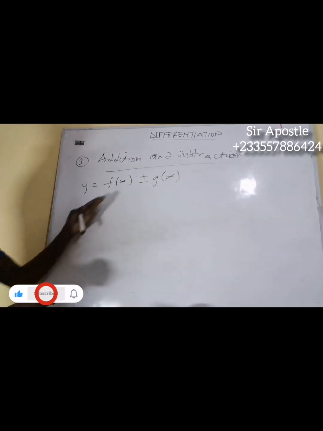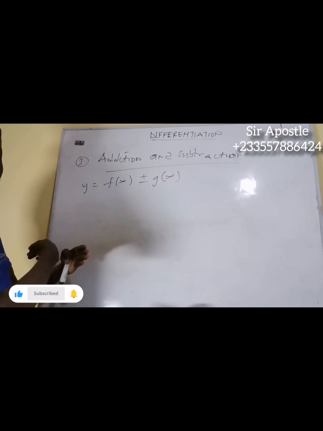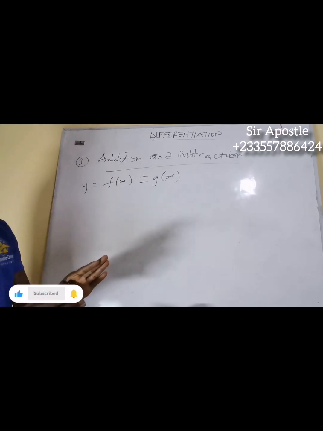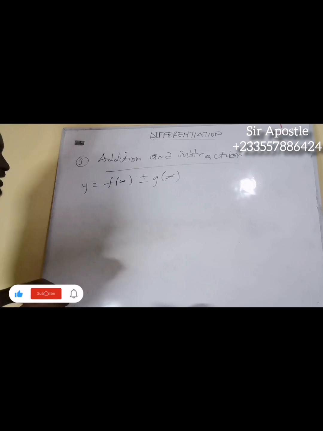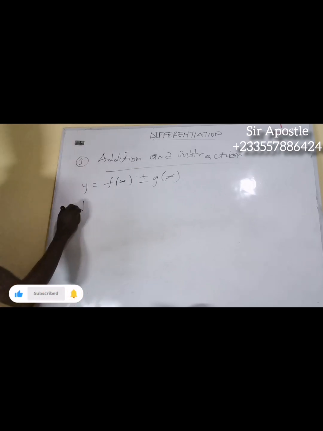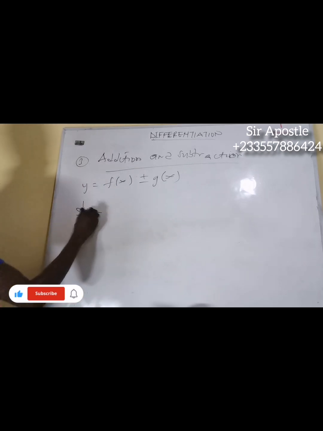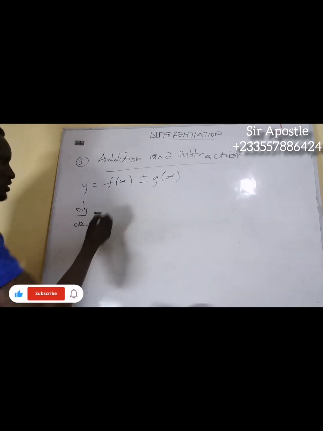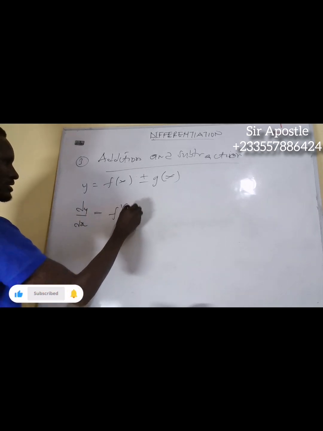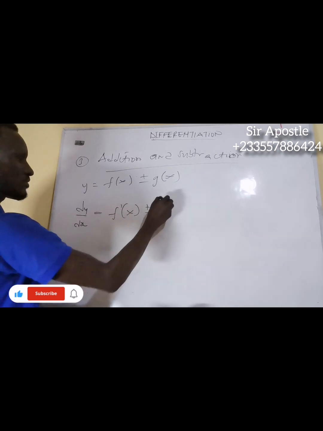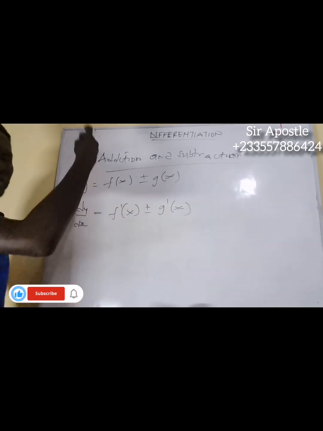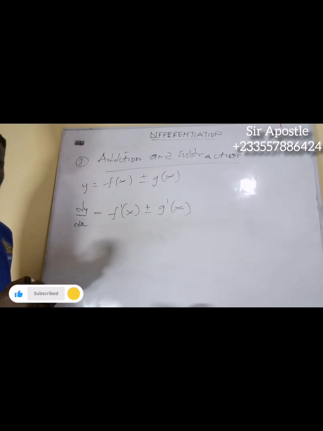So we have functions, and you can talk about addition of plenty, you can talk about subtraction of plenty. If they are subtracting or adding, how are you going to solve? It is so simple. dy/dx will give us the same as what? I have to differentiate this one and I will differentiate this one. So it means I need to differentiate them separately.